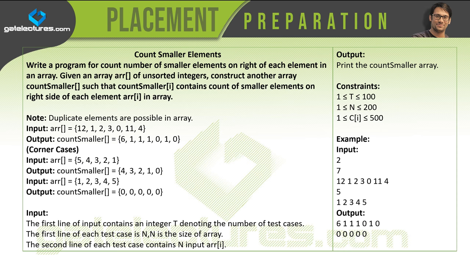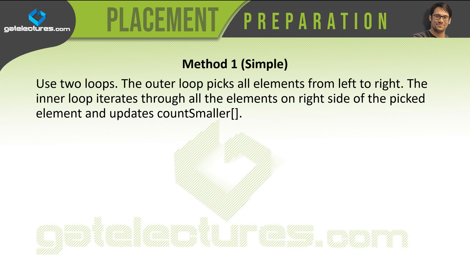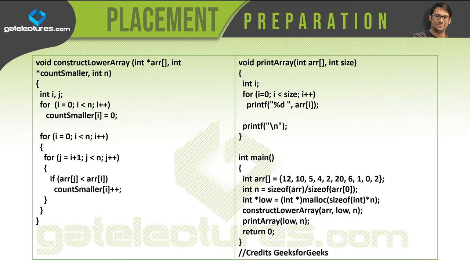In the previous video we were discussing the count smaller element problem, and I gave you a simple solution for it using two loops. I told you this solution is going to take order of n square as the time complexity. Now we needed an algorithm with a lower time complexity, because anything lower than n square may be acceptable. That can be n log n, or order of n.